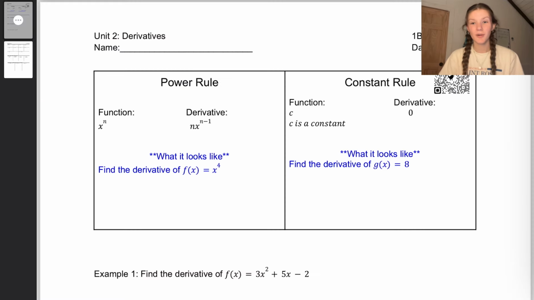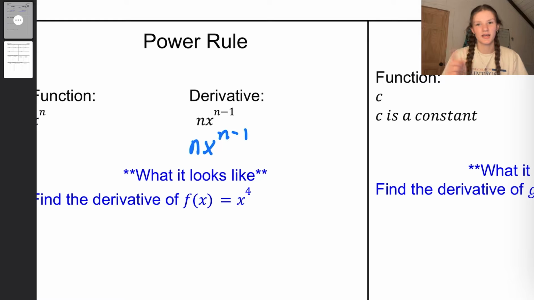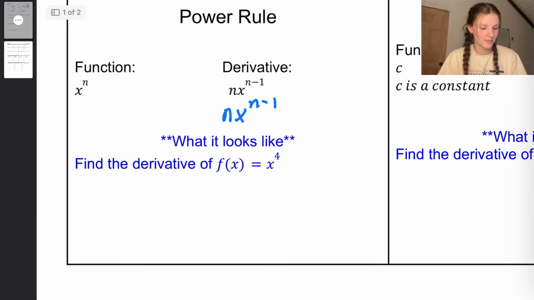Okay, so starting off with the power rule. It's really simple. Look at the power that x is raised to. You're going to multiply the coefficient by that power and subtract 1 from it on the power of x. That sounds confusing, but it's really just n times x to the n minus 1. I know it sounds confusing, because it sounds like the coefficient is the same as the power, but it's not.